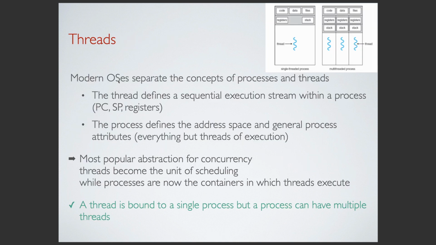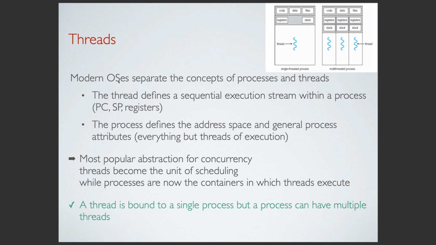So most of the modern operating systems have this concept of process and threads. Okay, the thread defines a sequential execution stream within a process. Okay, you can think about it as some kind of an execution box, while the process actually defines everything that this thread can access, right? So the address space, attributes, all the open files, and so on and so forth.